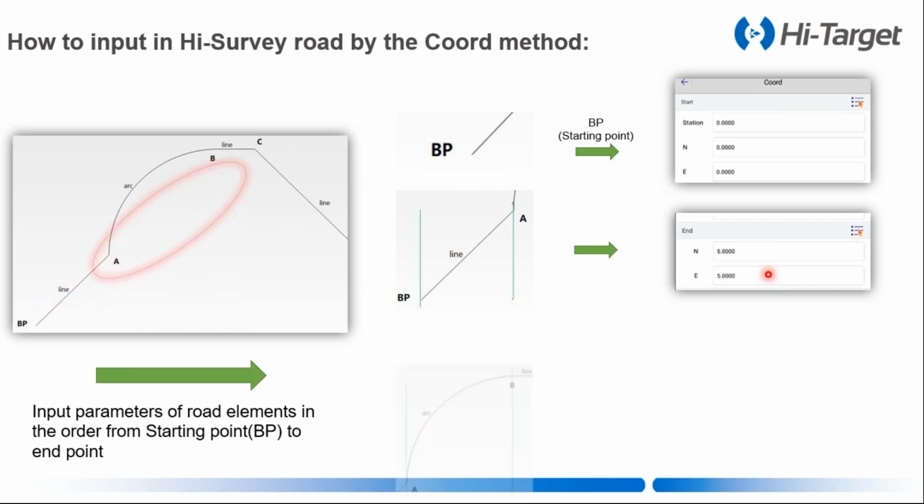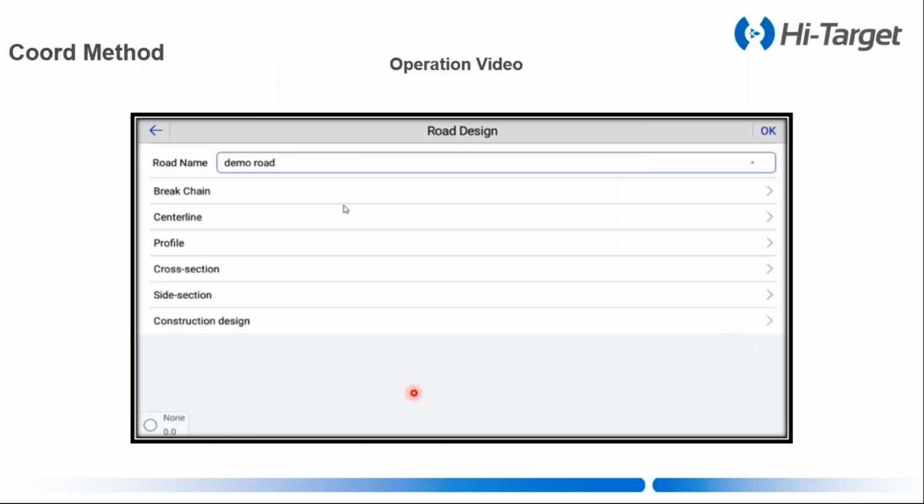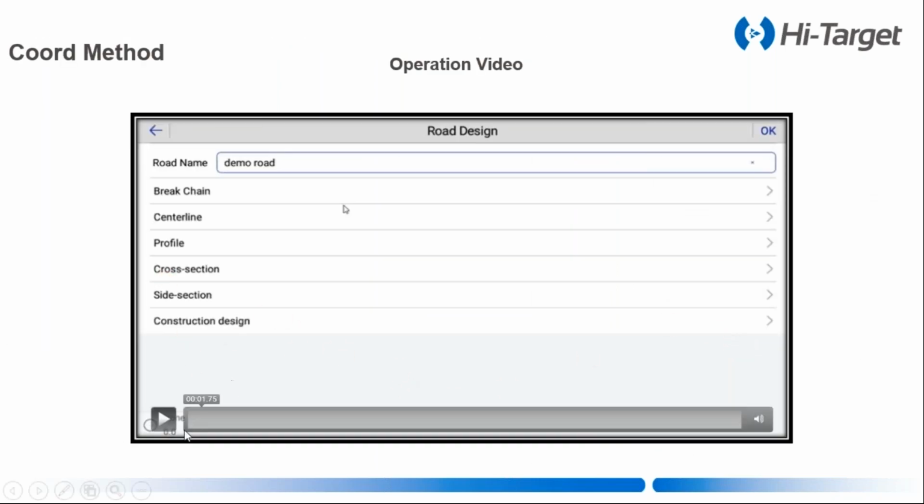And the third step, we need to input the coordinates of the endpoints of this circular curve. The endpoint is point B. We also need to input the radius of this circular curve and the direction. The direction should be right. After we input all the parameters, it is finished. Then we can have a look at this video.